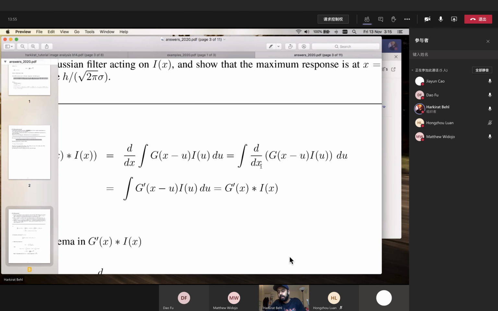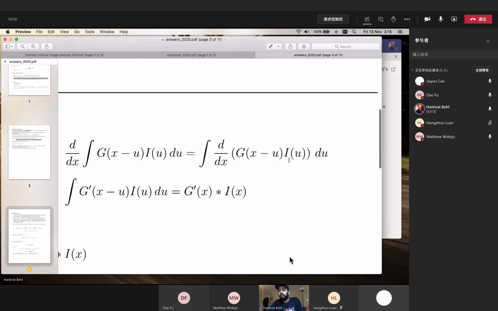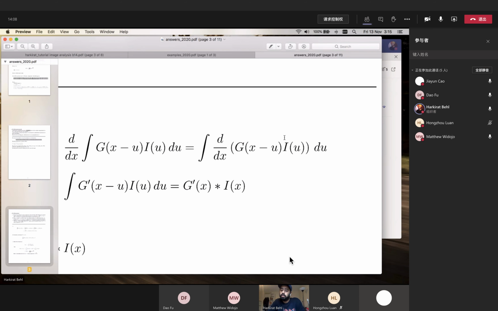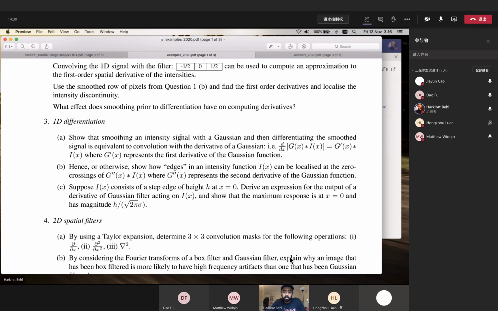So basically you can take the derivative inside, and that was one single step. Now we'll apply the chain rule. Actually, we don't even need the chain rule, because I(u) is not a function of x, so you can take it outside the derivative. You are then left with I(u) times the derivative of g(x minus u) with respect to x, which can be written as g'(x minus u) I(u) du. This can directly be written as the convolution of g'(x) with I(x). So this is the first part.